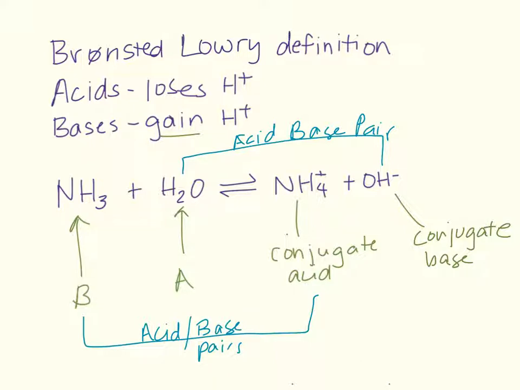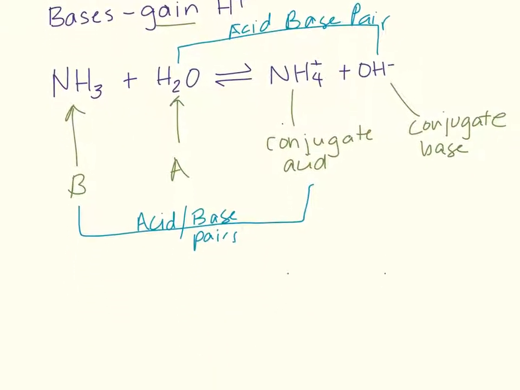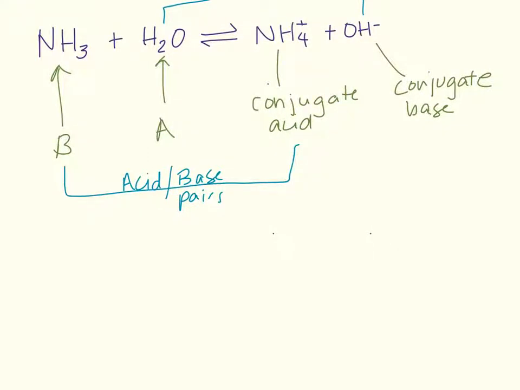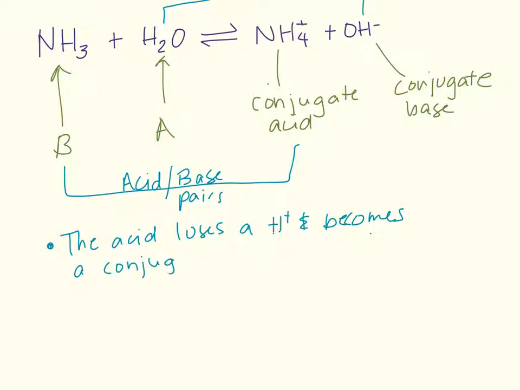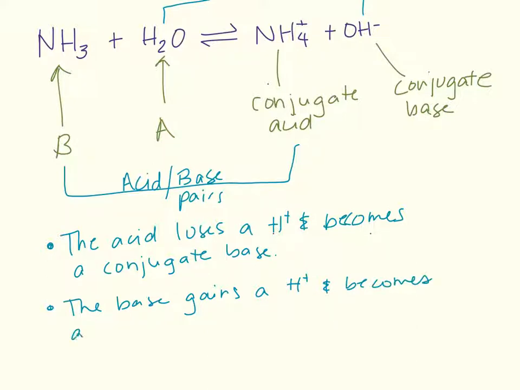Now, if we wanted to write that down in words, the way that I would say it would be: the acid loses a proton and becomes a conjugate base, and then the base gains a proton and becomes a conjugate acid.